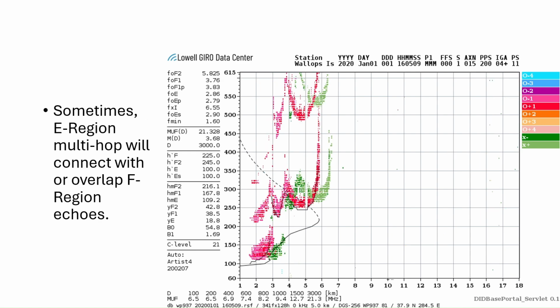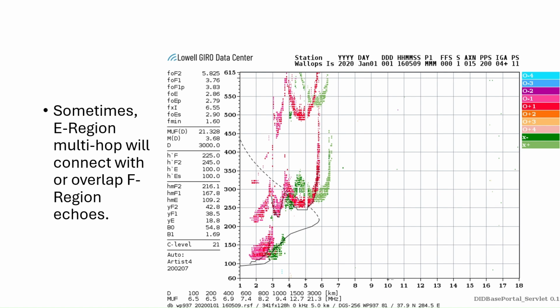This is just an example of multi-hop causing some problems, I guess, or not problems, but some ambiguity in your interpretation of the F2 or F1 layer. So here's our E region with a lot of spread. You can see the second hop of that is this population. You can see it's almost contiguous with the F1 and F2 traces here. So you just have to be very careful, particularly when defining, say, blanketing or the cusp of the F1 trace, that you're not actually just seeing multi-hop from the E region below.